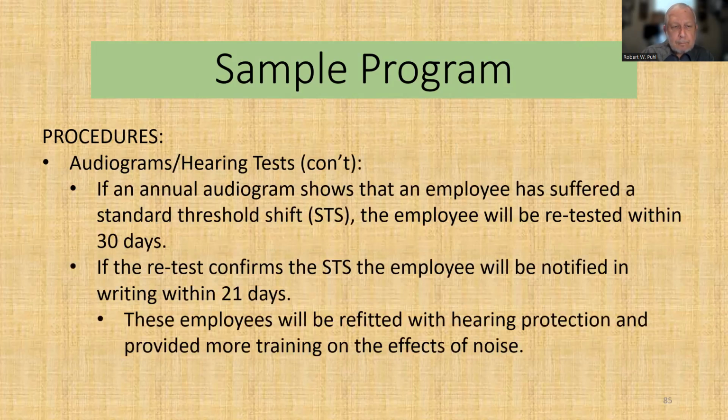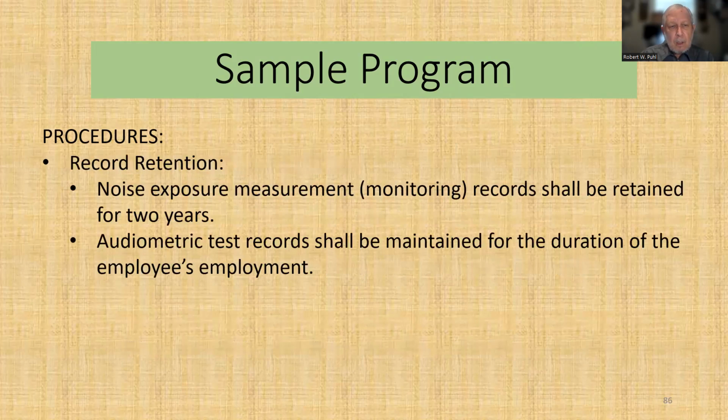That's all. If an annual audiogram shows an employee has suffered a standard threshold shift, the employee will be retested within 30 days. If the retest confirms the STS, the employee will be notified in writing within 21 days. Put that in your policy. Good idea. These employees will be refitted with hearing protection and provided more training on the effects of noise. Good idea. Record retention. Noise exposure measurements, monitoring records shall be retained for 2 years.